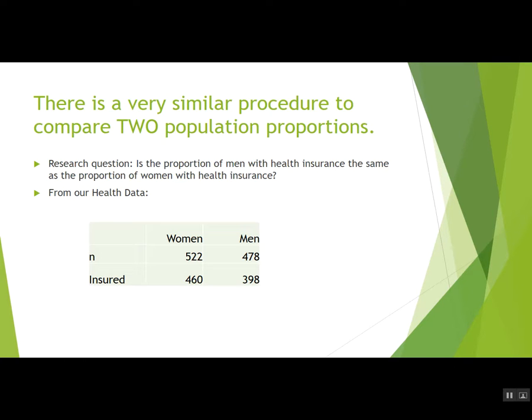And there's a very similar procedure to compare two population proportions. The research question: is the proportion of men with health insurance the same as the proportion of women with health insurance? If you look at our health data, you'll see that 460 of 522 women had health insurance, 398 of 478 men had health insurance. And what we're interested in is the proportion of women compared to the proportion of men.